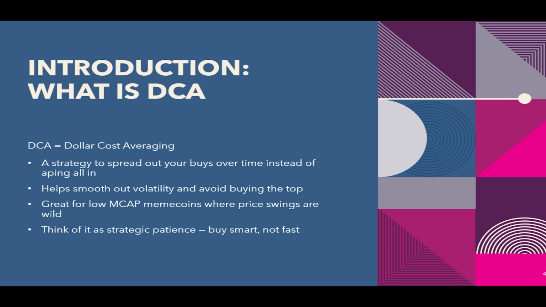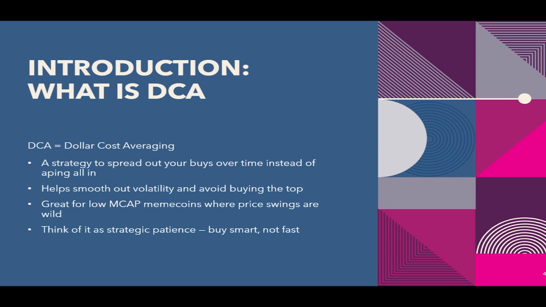Because if you're aping 100% full ape into the top of a coin, then it goes down and then it goes right back up, you're missing the opportunity to keep farming the coin, right? This is great for lower market cap meme coins, where price swings are wild here and there. You can really farm the chart by DCAing, but this can also work in high market cap coins, millions. It doesn't really matter. DCAing can work on anything, but it works better on low market cap coins.